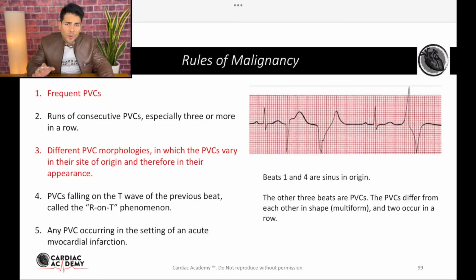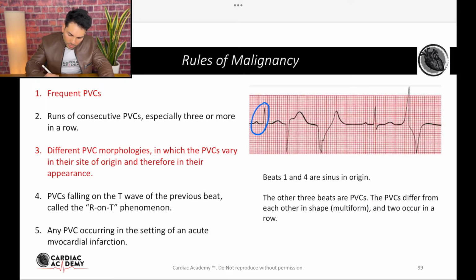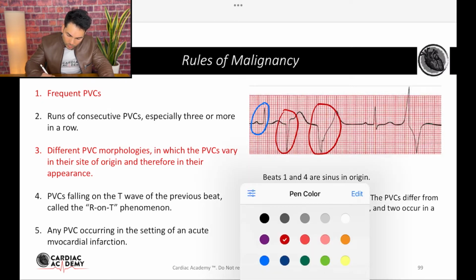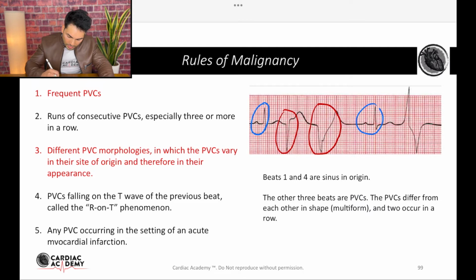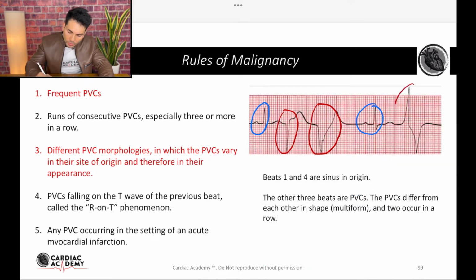Good. Okay, let's go over some examples. First, we have here a normal depolarization, and then we see 2 PVCs with different morphologies. Then we go back to normal, and again we see another PVC. So in this case, we're meeting 2 of the rules of malignancy. 1, frequent PVCs.